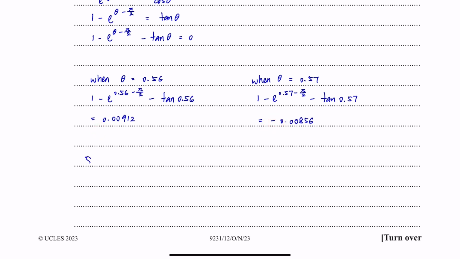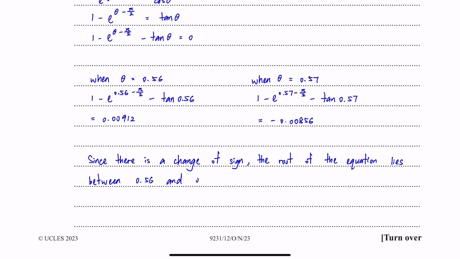So since there is a change of sign, the root of the equation lies between 0.56 and 0.57, and we're done.